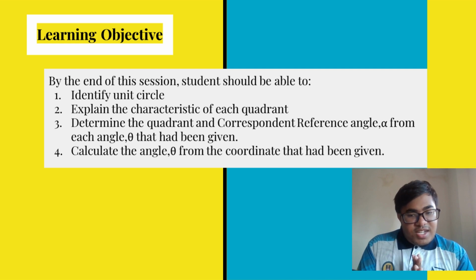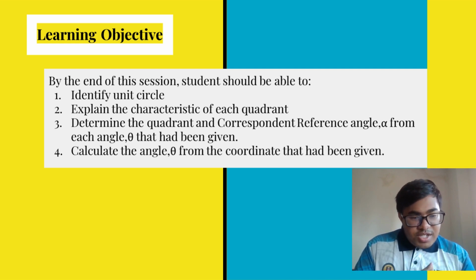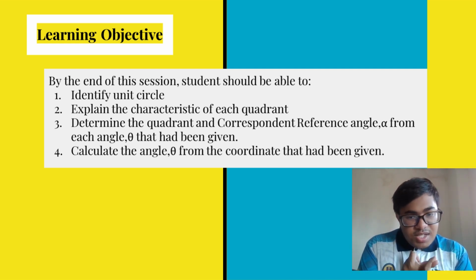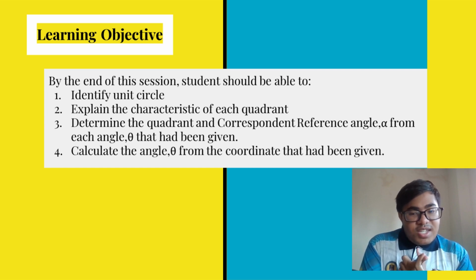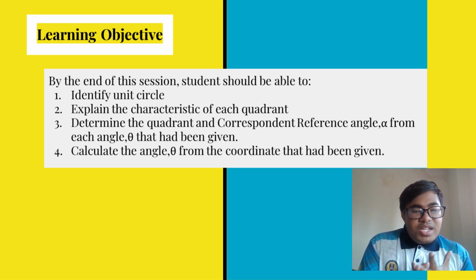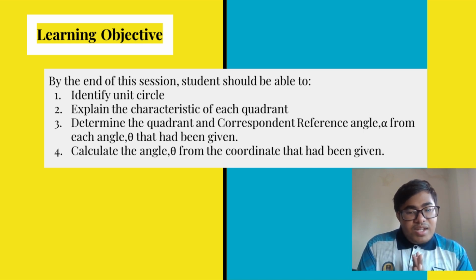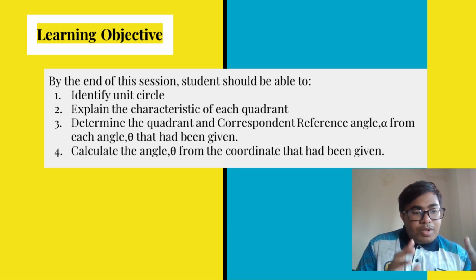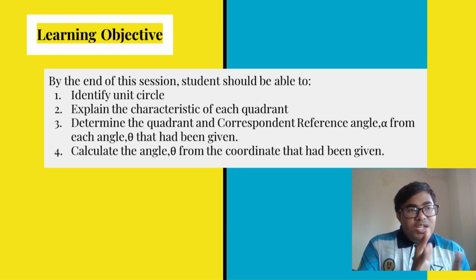By the end of this session, students should be able to first, identify the unit circle; second, explain the characteristic of each quadrant; third, determine the quadrant and corresponding reference angle alpha from each angle theta that has been given; and lastly, calculate the angle from the coordinate that has been given in the unit circle.